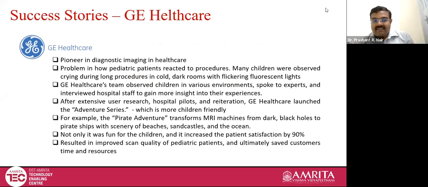This is one of the success stories where they've used design thinking. GE Healthcare had a lot of problems with pediatric patients, children. Children were crying when you are doing imaging, taking MRI scans and so on, in cold, dark rooms with flickering fluorescent lights. Children were crying, the parents had to be called, and the hospital staff were unable to manage. So GE found out there is a big problem.